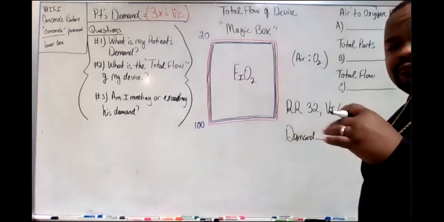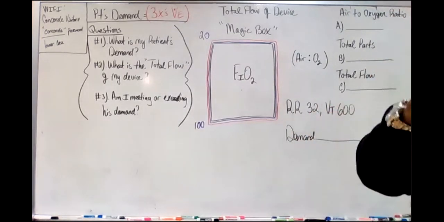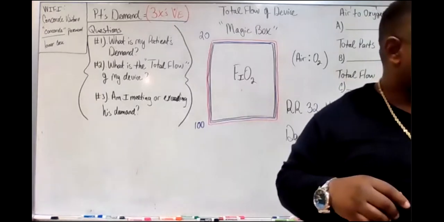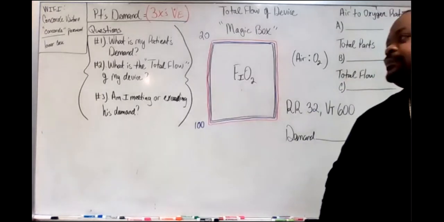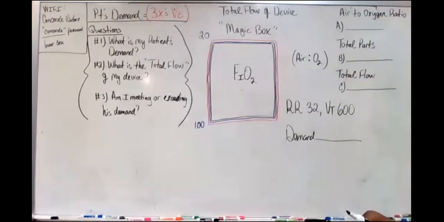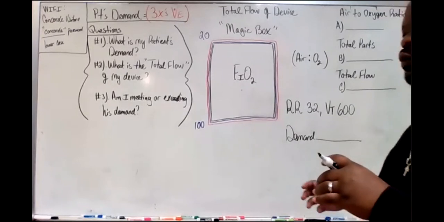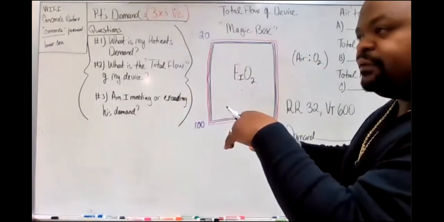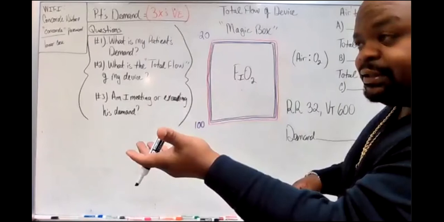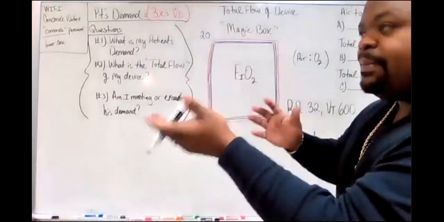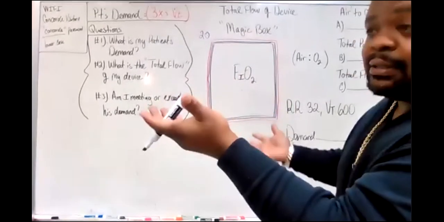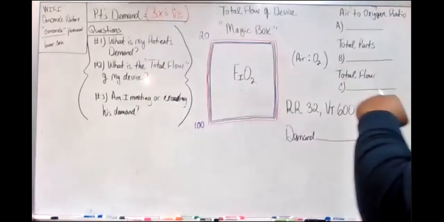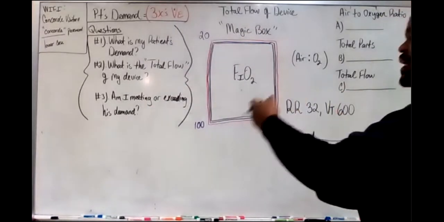This magic box can be found in your module. There's a form I put in there that says magic box. It tells you exactly how to do it, okay? So what we're gonna do is, I'm gonna show you a device. You're gonna figure out the total flow of that device. I'm gonna give you a patient, you tell me his demand, and then you tell me, are we meeting or exceeding? That's the question.